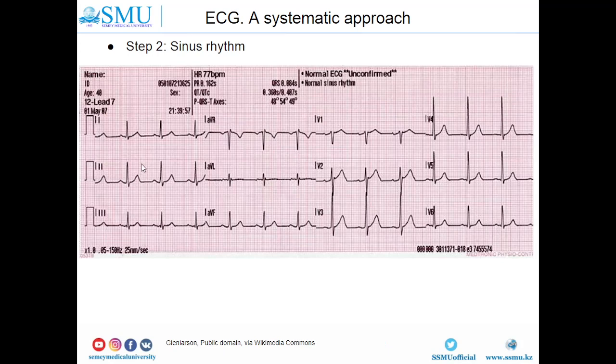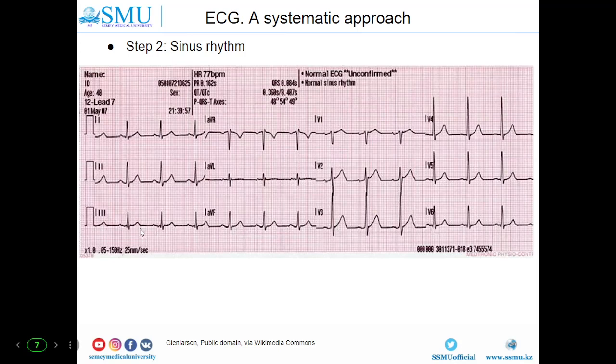Okay, our example ECG has a sinus rhythm. We can detect all characteristics of the sinus rhythm. The heart rate is about 75 to 80. The P wave is positive in the first, second, and AVF leads. It is negative in the aVR. It is positive in V3 to V6.